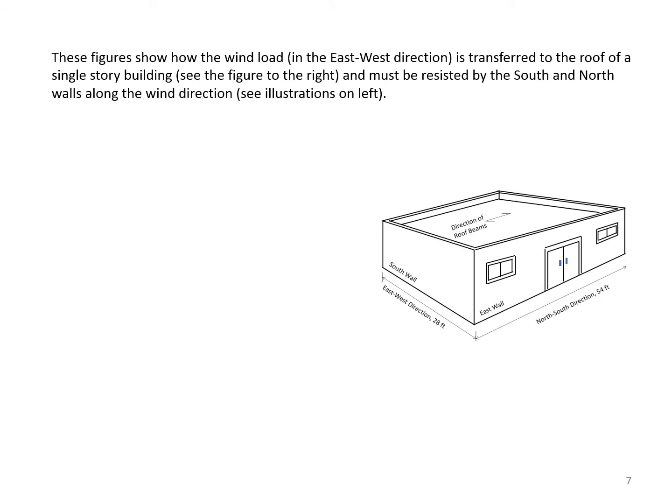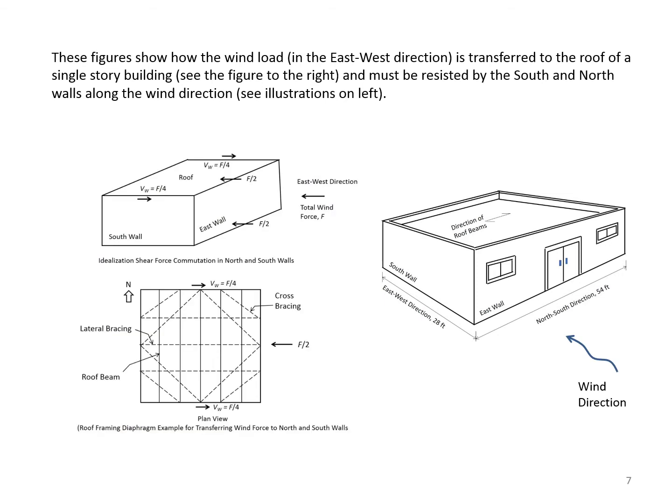The following figures show how the wind load in the east-west direction is transferred to the roof of a single-story building. See the figure to the right, and must be resisted by the south and north walls along the wind direction. If you take a look at the lower left figure, that one shows a roof framing diagram that transfers the force to the walls. You look at the upper left figure, the force from the wind is transmitted to the north and south wall.